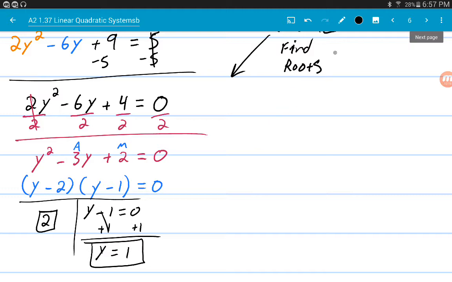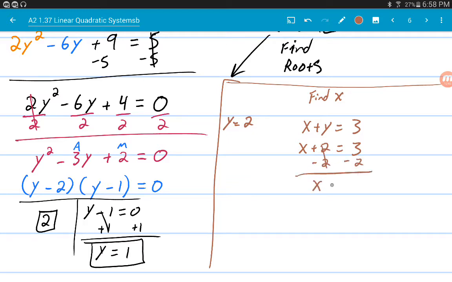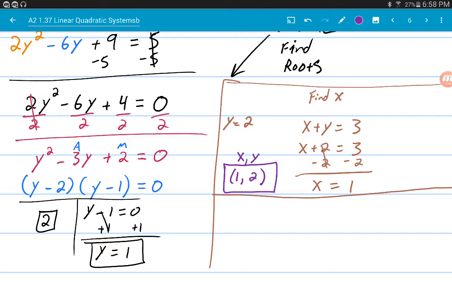So I will start with the original. When y equals 2, I have x plus y equals 3, meaning that x plus 2 equals 3, minus 2 minus 2, and x equals 1. So that means one of my points of intersection is x comma y, which is 1 comma 2. That's one of the intersection points.